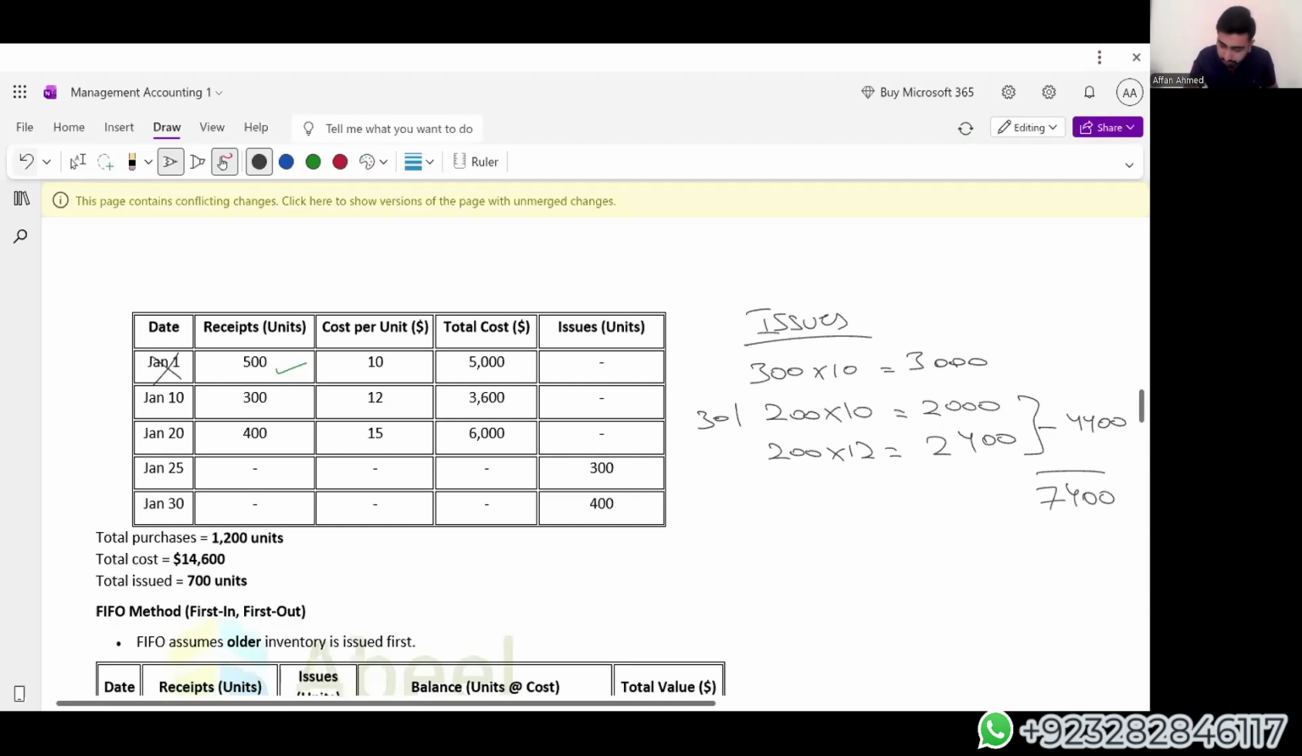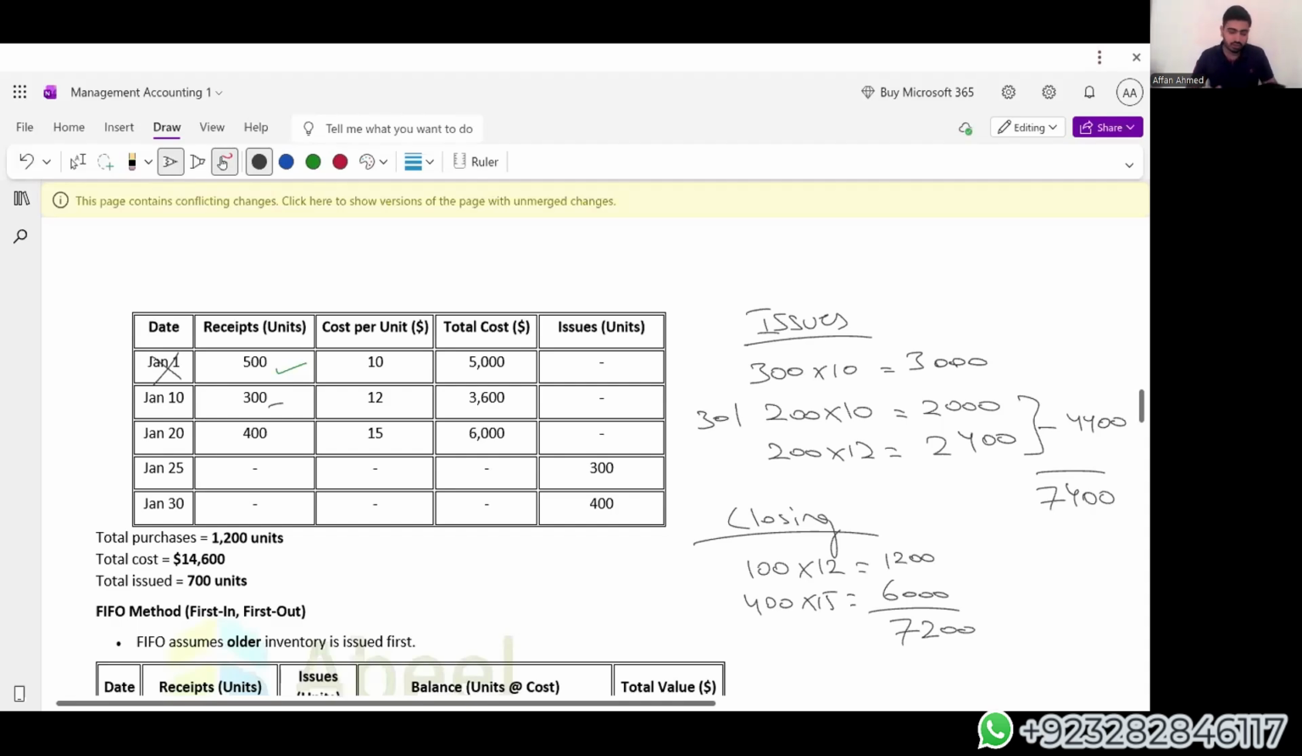As per the closing inventory, we are left with 100 of January 10th purchases. So 100 into 12, that means 1,200. And 400 into 15, that is 6,000, that is already given to you. So closing inventory is 7,200. Your issues are 7,400 and the total of inventory is there. So this was the method of FIFO.